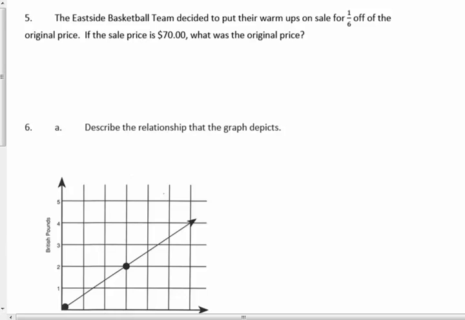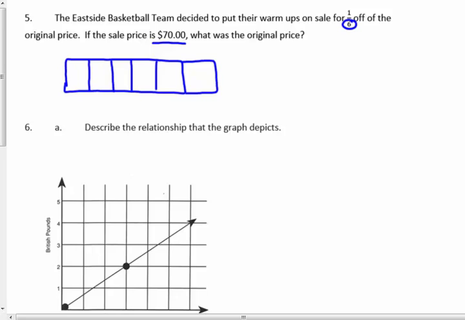So the last time I knew the original price of 85 and I had to find the sale price. Now I know the sale price. So yes, I'm going to bar model this. And it's going to be divided into 6ths, like this fraction shows me here. So 6 equal parts. Oh, better put another one on there. 1, 2, 3, 4, 5, 6.